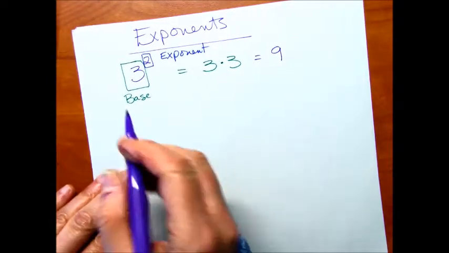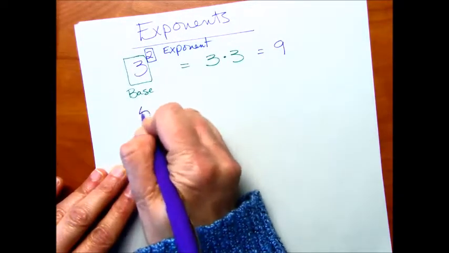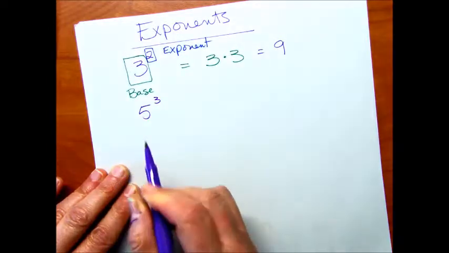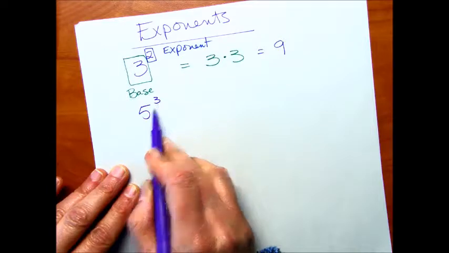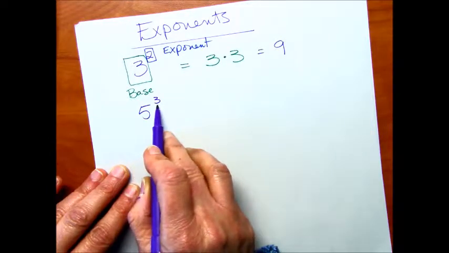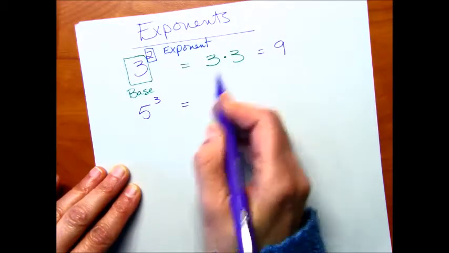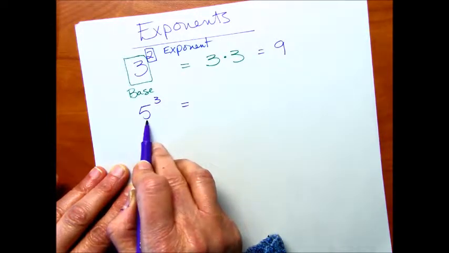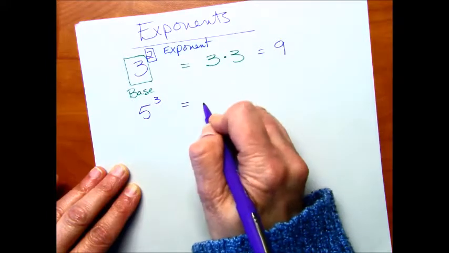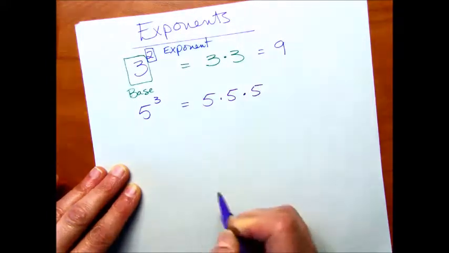Now let's go ahead and look at some other exponent type numbers. Here we have 5 to the 3rd power, or you might say 5 cubed, or 5 raised to the 3rd power. And again, if we were to expand this number to show what's going on, this 3 tells us we're going to be multiplying the 5 3 times. So 5 times 5 times 5.